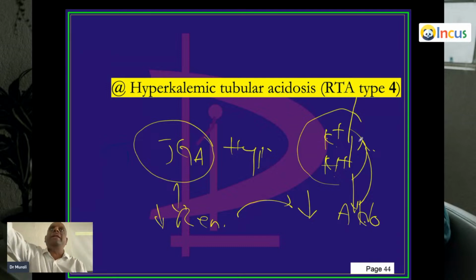If aldosterone is not there, K plus and H plus secretion doesn't occur into urine. So K plus and H plus are retained in the blood. That leads to hyperkalemia and acidosis. Still any doubt? Anybody?